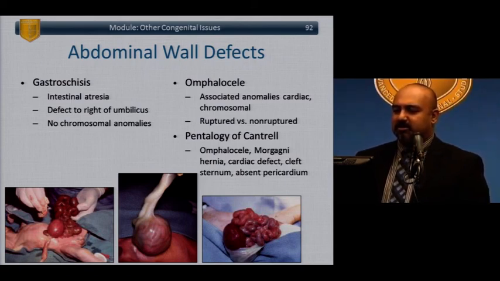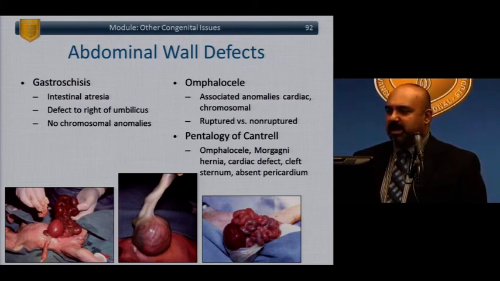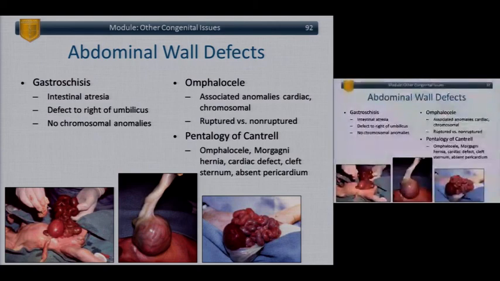This is the middle picture. So the umbilicus comes down, and the amniotic sac is attached to this. The liver can be up into the sac as well, but it's covered. The intestine is covered. And then in other cases, this is more of a ruptured omphalocele here, where the liver's out and the intestine's out.